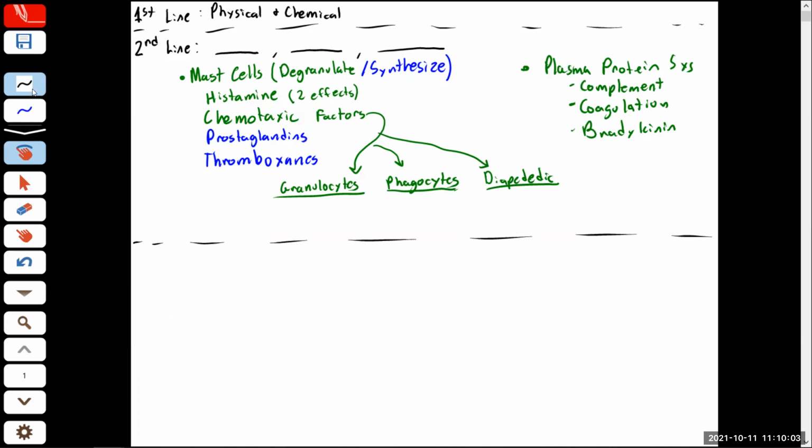Now we finally come down to the new section here, which is, there you go, third line of defense. It's known as the adaptive/acquired immunity.